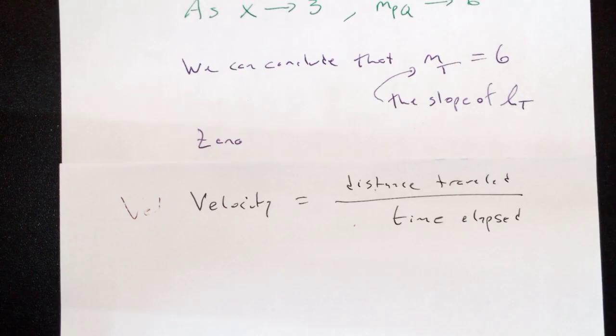Zeno was talking about motion. Motion implies velocity. Velocity is distance traveled over time elapsed. An important statement: you can't just tell me where you started, where you ended, and how much time it took. You have to measure the actual distance covered.